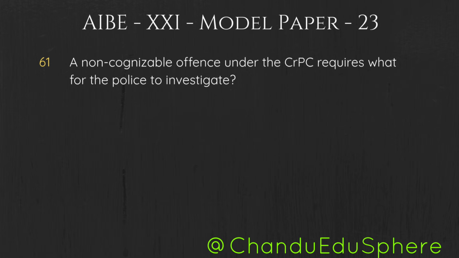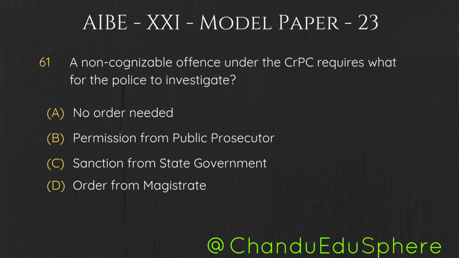A non-cognizable offence under the CRPC requires what for the police to investigate? An order from magistrate. Section 155(2) of the CRPC 1973 expressly bars the police from investigating a non-cognizable offence without the order of a competent magistrate, in contrast with cognizable offences where the police may investigate without any such order.